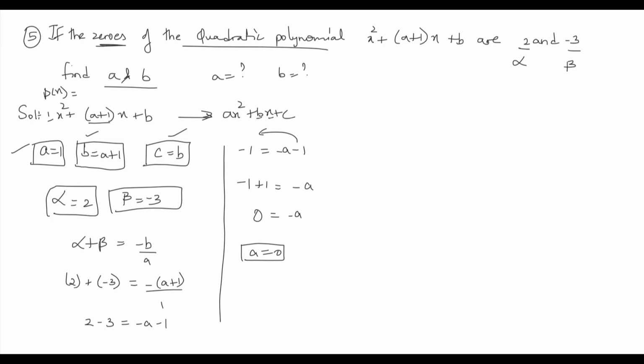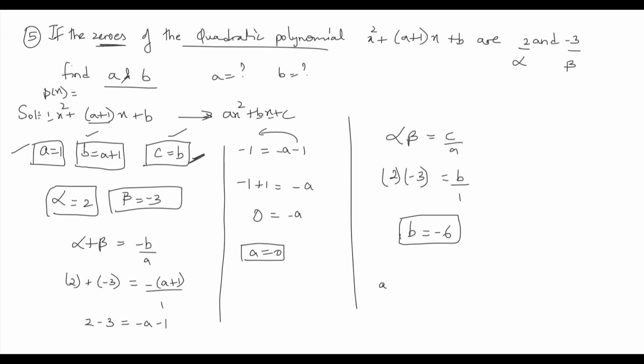Now by using our product of zeros, that is alpha beta equal to c by a. What is alpha beta here? Alpha is 2, beta is minus 3 and c is b and a is 1. Hence we get our value of b as minus 6. So therefore the value of a is 0 and the value of b is minus 6.